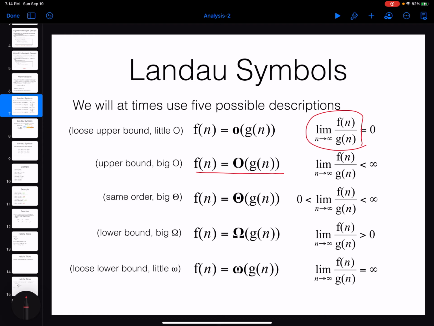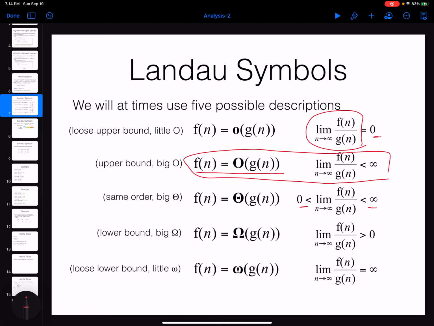Based on the result, you can say which one is going to grow faster than the other, or if both have the same growth ratio. If the result is 0 or some constant less than infinity, this falls in the big O. If it is between 0 and infinity, meaning that when you divide them as n approaches infinity the result is some constant, then the growth ratio of f of n and g of n are the same.